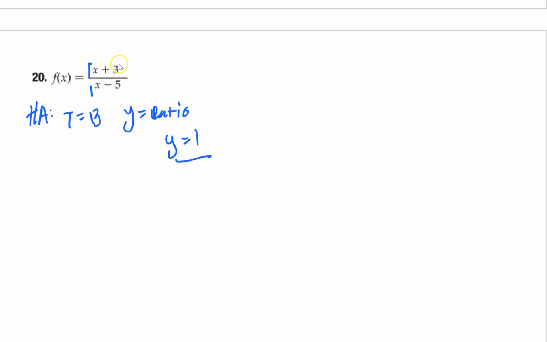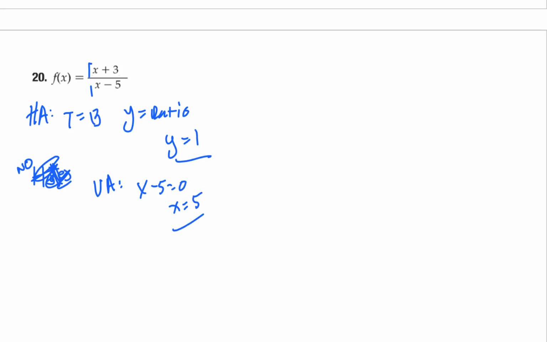And then we look for factors. We can't factor it. Holes, if anything cancels, nothing cancels, so no holes. Vertical asymptote. Set the denominator equal to 0, right? Always the same thing. Nice and reliable. x equals 5. So we have a vertical and horizontal asymptote.